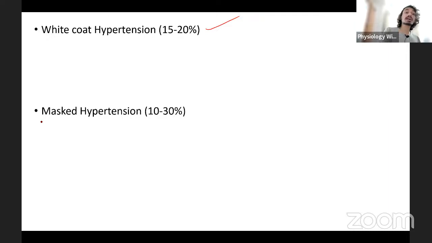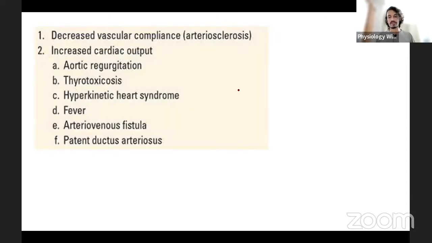Then we have what is called masked hypertension. The person is actually hypertensive, but when the BP is recorded in front of the doctor, somehow it is not showing hypertension, but the person is actually having problems related to hypertension, and an increase in the BP does happen here and there. So that is what we call masked hypertension. Just two terminologies for you to take note of.